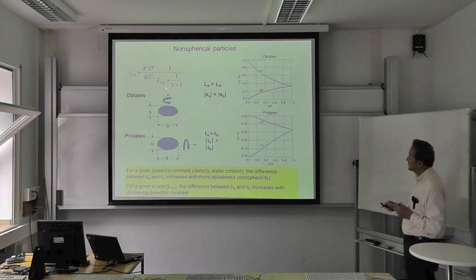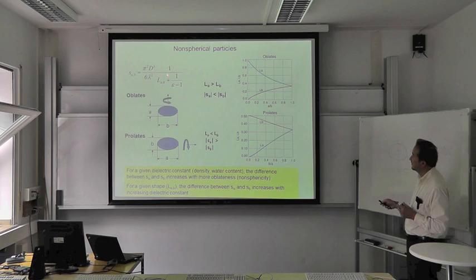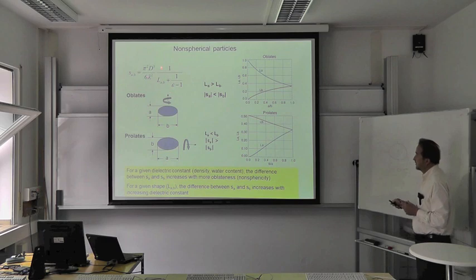So look here, if epsilon is very large, like in the case of, say, pure water, it's about 100, okay, then this factor is very close to zero. That means that everything is determined by the denominator, which is equal to LA and LB. And the difference between LA and LB determines the difference in the scattering coefficients.